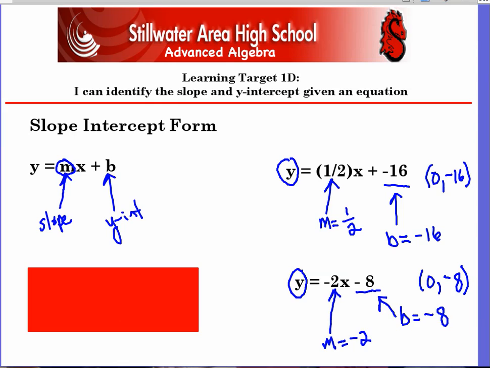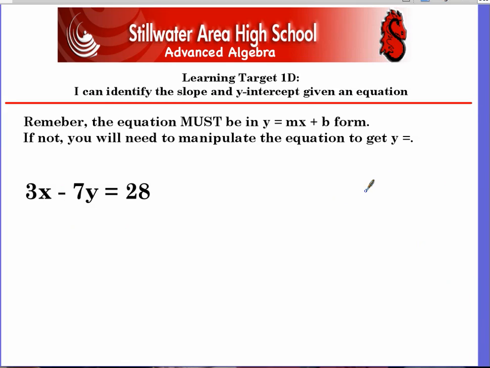Very good. Next, you might come across an equation which does not have the y on the left side of the equation. So remember, you have to get the y by itself. You have to get y equals. And if you do, you will then have y equals mx plus b. So we may have to manipulate the equation first.